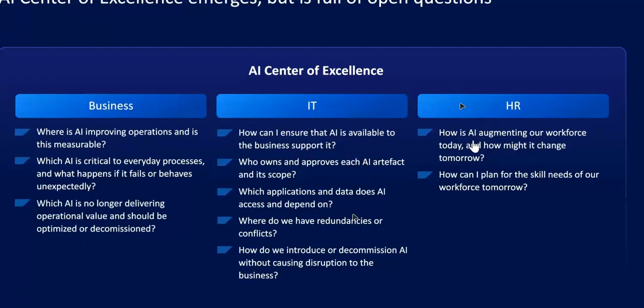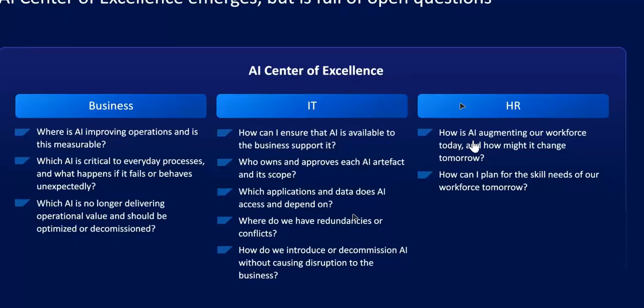So business, IT, and HR each have distinct and urgent questions, and no single team can answer all of them today, right? Business, for example, as you see on the screen, wants to know if AI is improving operations. That's a simple question: we are spending on AI, is it improving our day-to-day operations or not?